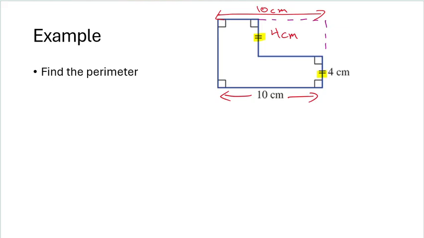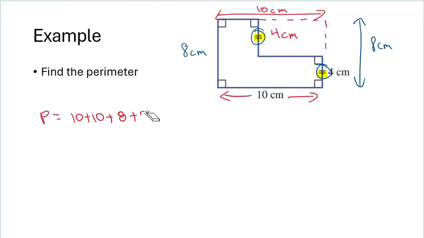Now, what's really important is over here, I've got 4 centimeters and another 4 centimeters. If we add them up, that becomes 8 centimeters. If on the right side the height is 8 centimeters, that means the height on the left side is also 8 centimeters. So now that we know how long each of the sides is, we can plug it into the perimeter. So we go 10 plus 10 plus 8 plus 8. If you add them up, you get 36 centimeters.